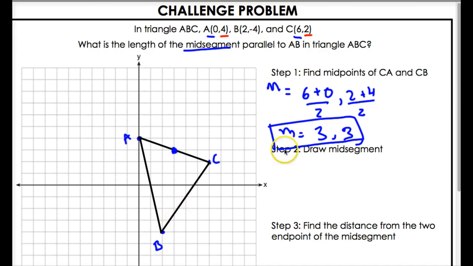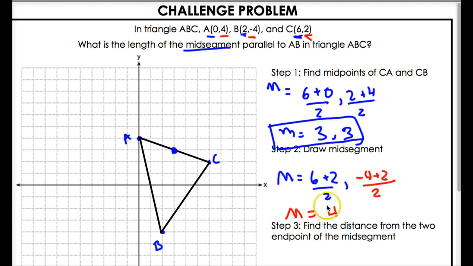The second midpoint we have to find is CB. So we're going to add our x's, 6 plus 2 divided by 2, and we're going to add our y's, negative 4 plus 2, and divide that by 2. 6 plus 2 is 8, divided by 2 is 4. And negative 4 plus 2 is negative 2, divided by 2 is negative 1. That is our second midpoint, so we just count that out. 1, 2, 3, 4, negative 1. And that is our other midpoint.